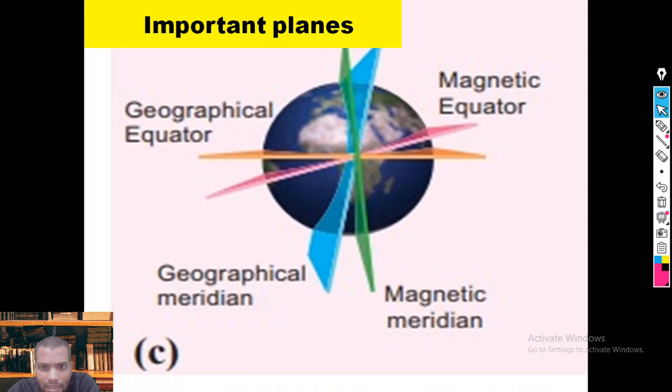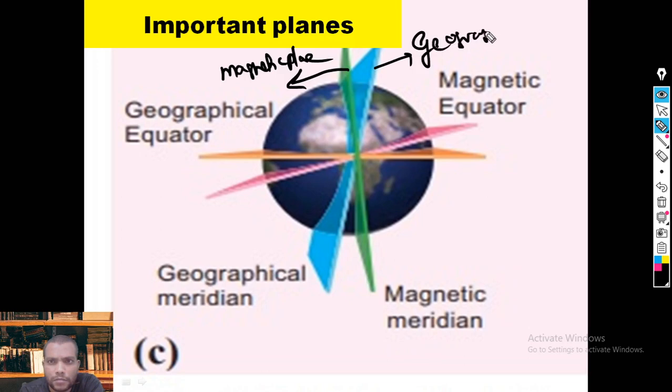So for that, just see, the diagram shows that certain planes are inserted in the earth. Now suppose this is the magnetic axis, the green one. If you take that, this we take as magnetic plane. And obviously the other one goes to geographic plane. Likewise at the equator also you have two planes. One is geographic equator plane, another one is magnetic equator plane.